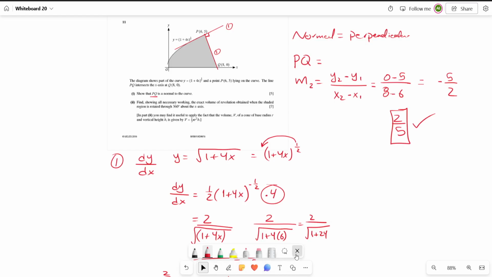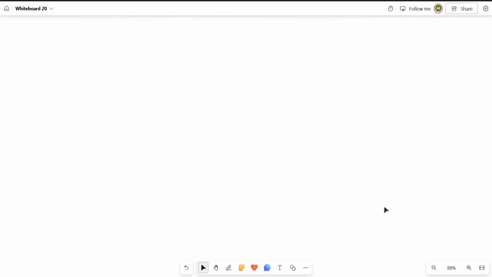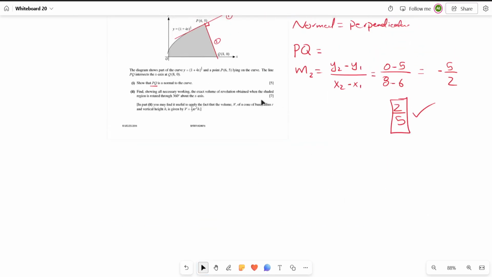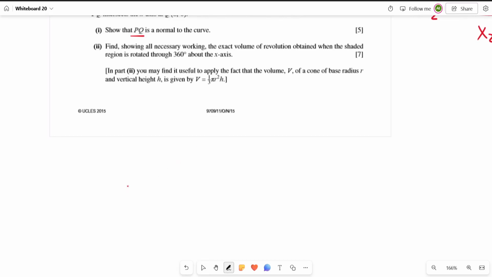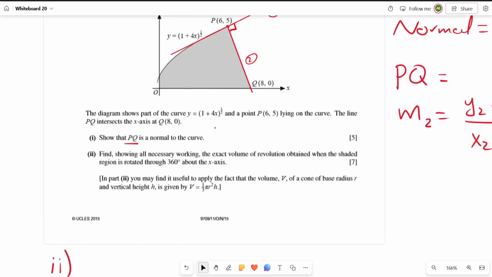Let's erase and then go into the second part. I think we don't need this anymore. So this is the first part solved. The second part, which is actually a 7 marker, is the tougher stuff. Okay, we need to think about it a little bit. Second part says, find, showing all necessary working, the exact volume of revolution obtained when the shaded region is rotated 360 degrees about the x-axis.